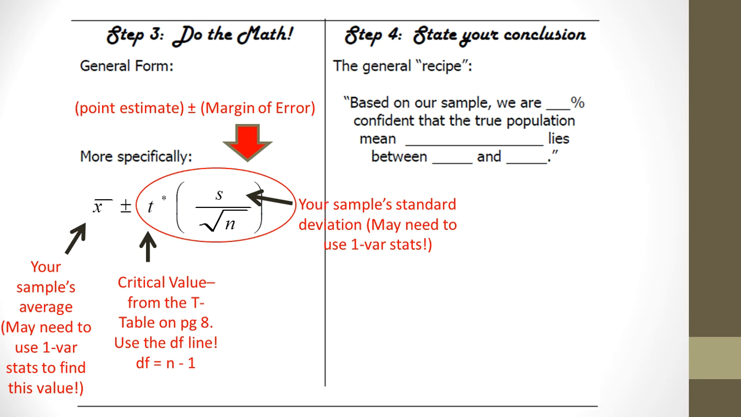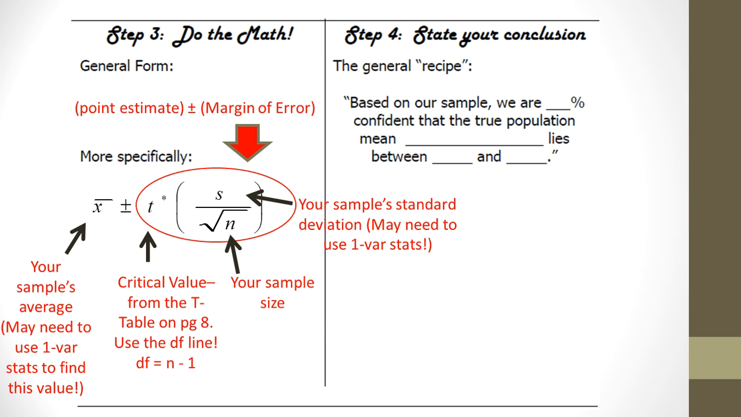S stands for your sample's standard deviation. Again, you may need to use one var stats if this value is not given to you. And n is your sample size. Step 4 is your conclusion. This conclusion is very similar to what we had before. Based on our sample, we are blank % confident, so there's your 90, 95, 99, etc., that the true population mean of whatever the situation is lies between these two values.